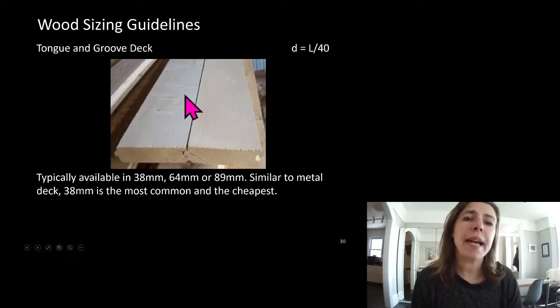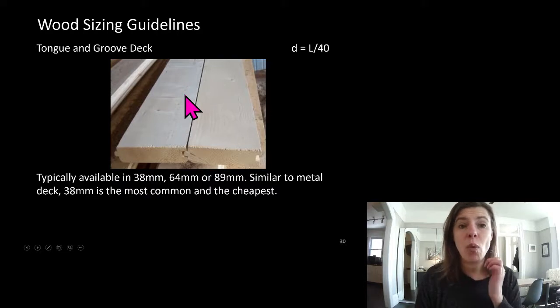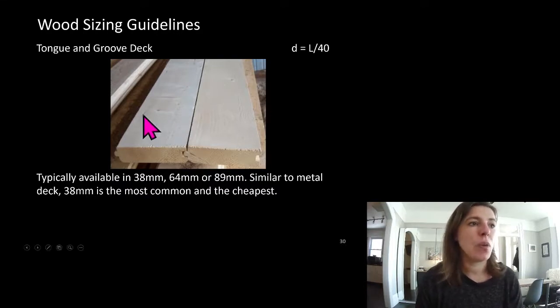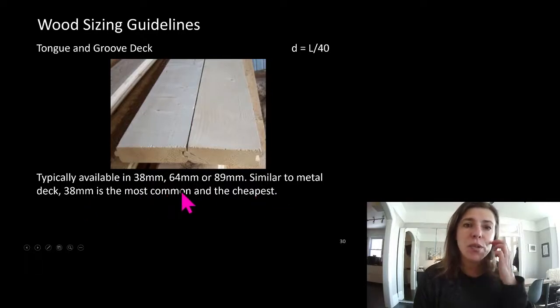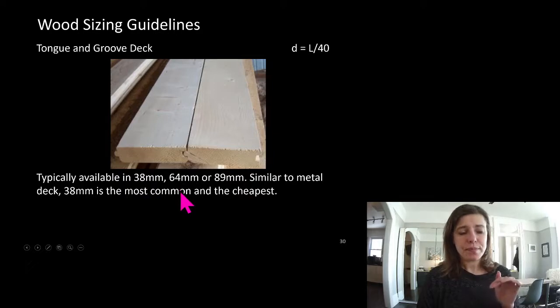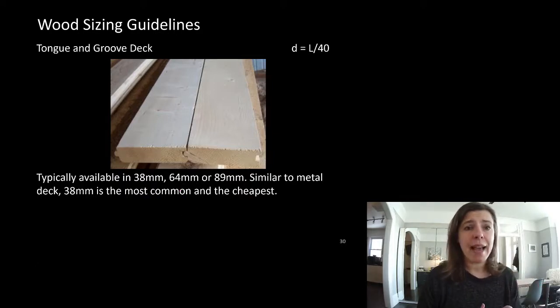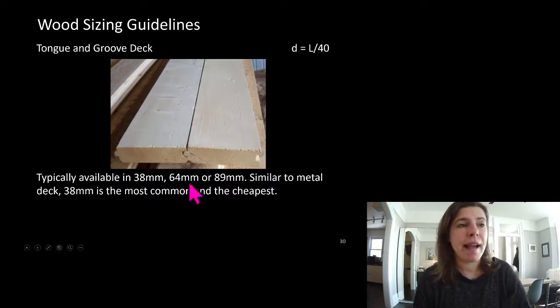Tongue and groove deck, we don't use as often anymore, but it is available in the world. It's typically available in 38, 64, or 89 millimeter depths. Similar to metal deck, 38 millimeters is the most common and the cheapest. Here's what I find interesting. Back in the day, metal deck didn't exist. It wasn't that common. I mean, it didn't exist, and then it wasn't that common.